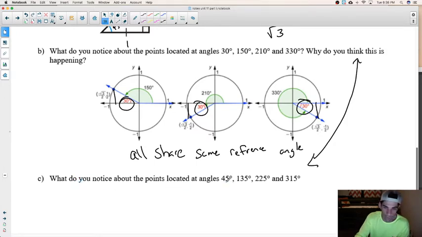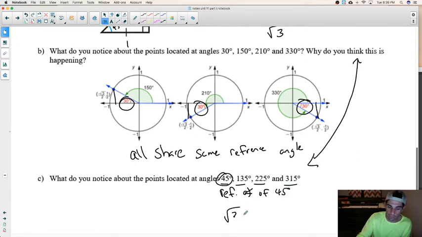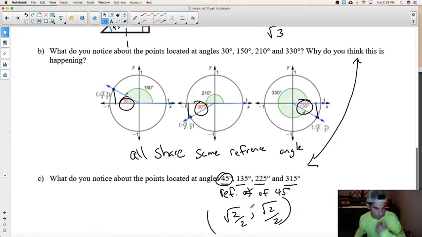Well, what do you notice at 45, 135, 225, and 315? They're all going to have the same reference angle of 45 degrees. And all of the 45 degree points are radical 2 over 2. And again, just your sign is changing. Right, so there's kind of your rundown a little bit on your unit circle.